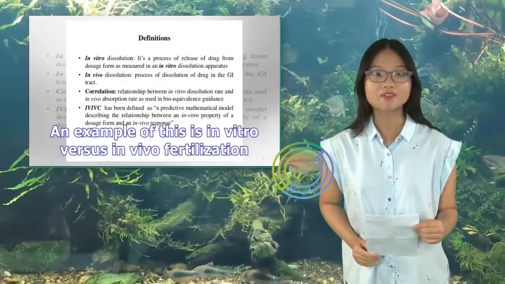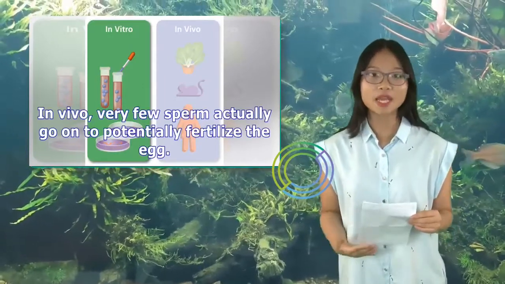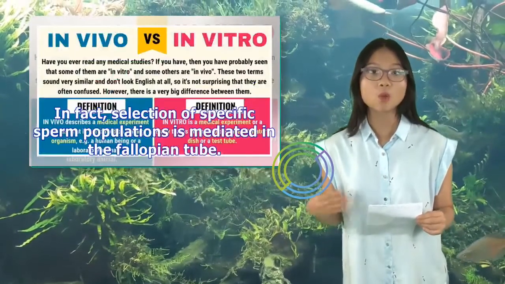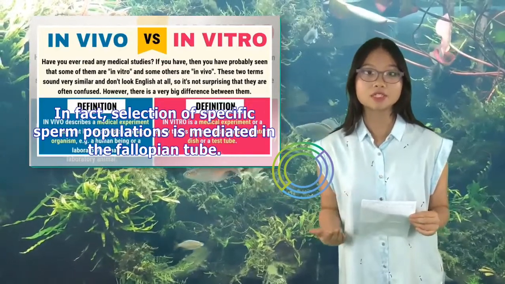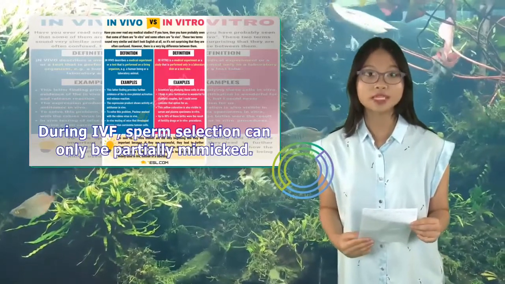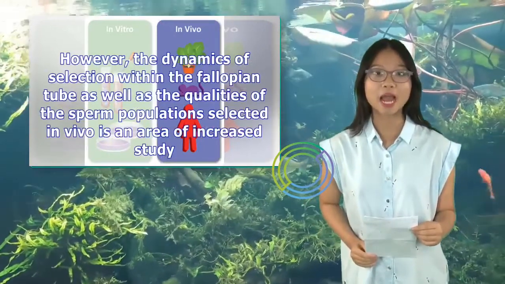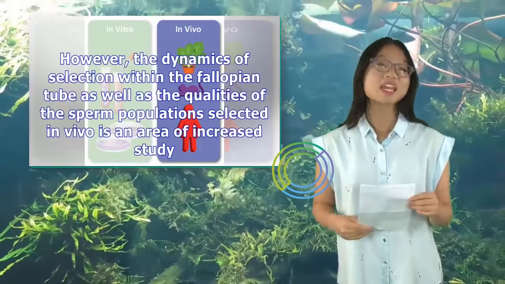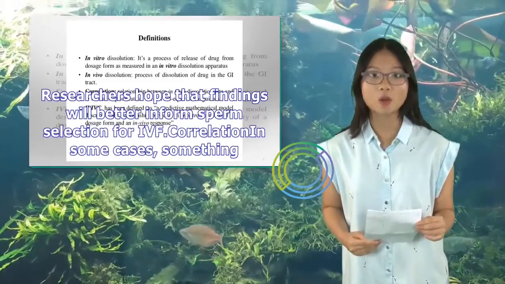An example of this is in vitro versus in vivo fertilization. In vivo, very few sperm actually go on to potentially fertilize the egg. In fact, selection of specific sperm populations is mediated in the fallopian tube. During IVF, sperm selection can only be partially mimicked. However, the dynamics of selection within the fallopian tube as well as the qualities of the sperm populations selected in vivo is an area of increased study. Researchers hope that findings will better inform sperm selection for IVF.